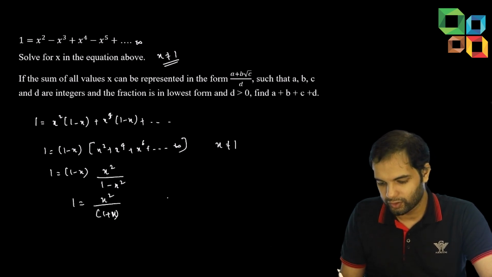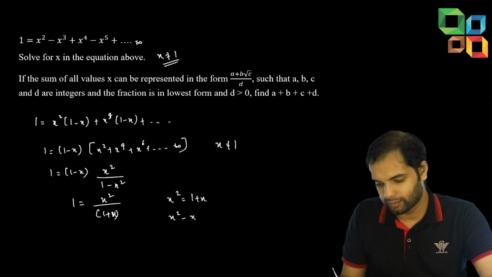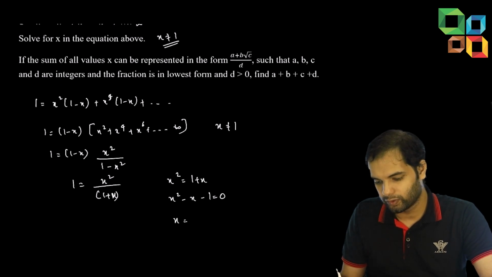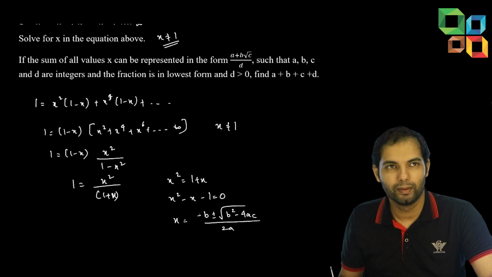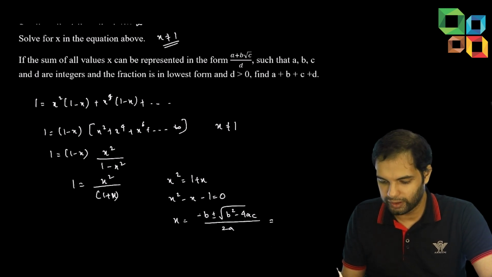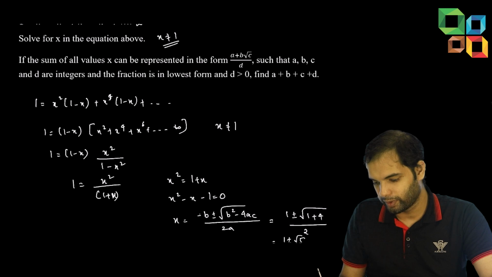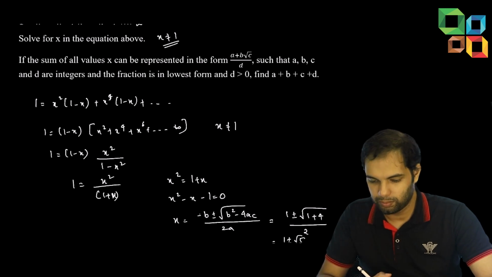This remains. So we simply have to solve x square is equal to 1 plus x, or x square minus x minus 1 is equal to 0. What is this? A quadratic equation. We know how to find the roots. So minus b plus or minus root of b square minus 4ac, by 2a. Right? So what is minus b? b is minus 1 only. So 1 plus or minus root of 1 plus 4, which is 5, by 2. So it's nothing but 1 plus or minus root 5 by 2.